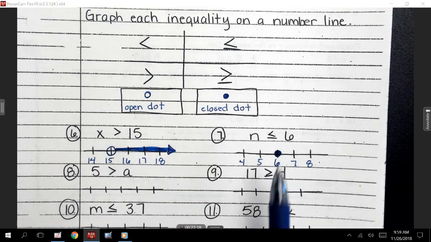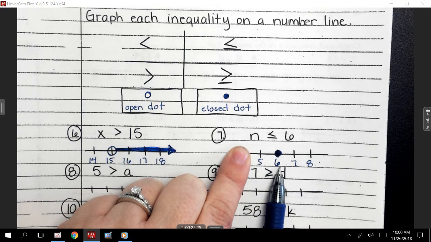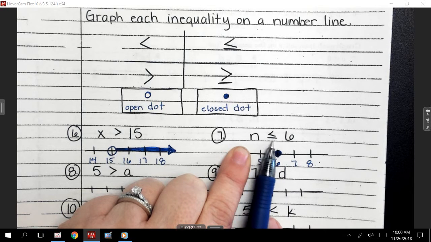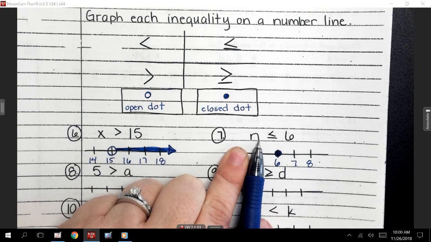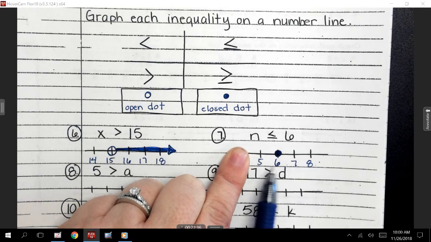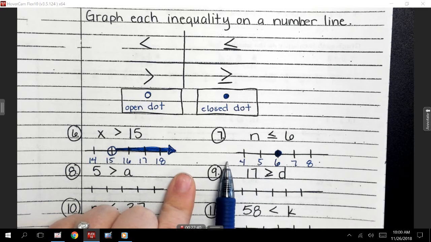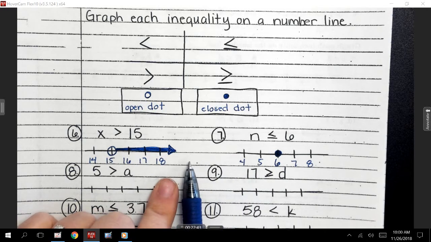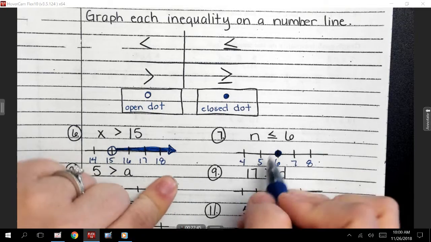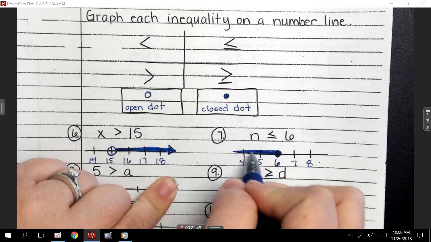All right. Now, guys, this time it says n is less than or equal to 6. So can n be 6? If it says less than or equal? Yes. Yeah, that's why I filled that dot in, okay? But it says n is less than 6. So is n going to be 7? No. 8? No. 5? Yes. 4? 3? 2? Negative 8? Yes. Okay. So I'm going to draw my arrow going to the smaller numbers.